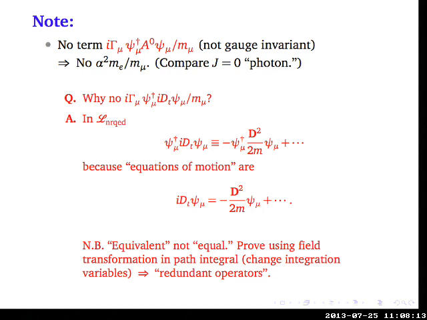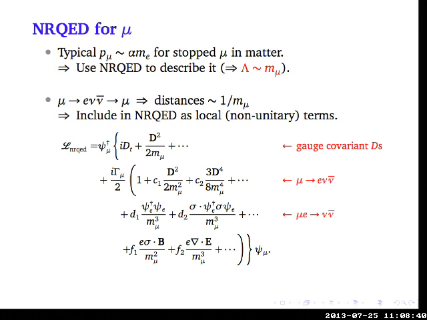You could do psi dagger i d by dt psi, except that d by dt psi is actually equal to D squared over 2m psi, by the equations of motion. And so just through a field transformation, you can get rid of a term like this and turn it into a term like that. And so you don't need d by dt's in here. Or if you put one in, you can transform it away and turn it into a D squared. So if you know how to write down effective field theories, you write this down right away. And it captures muon decay to an electron and neutrinos, also muon scattering, muon annihilation off of electrons into two neutrinos, just these terms.